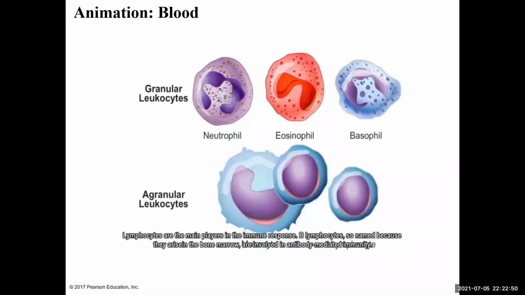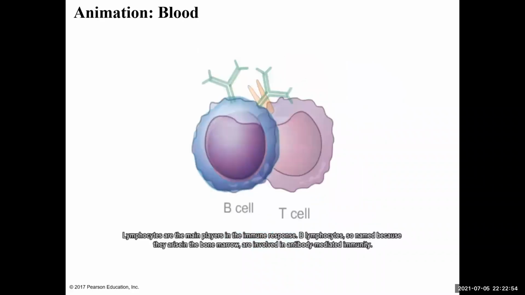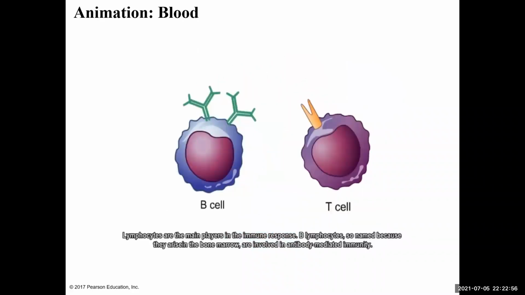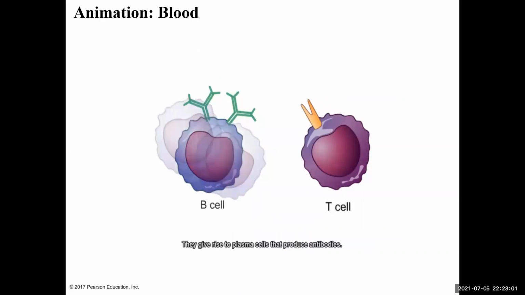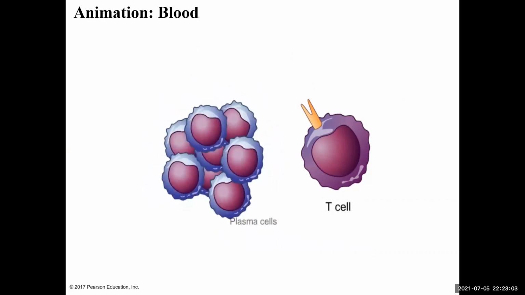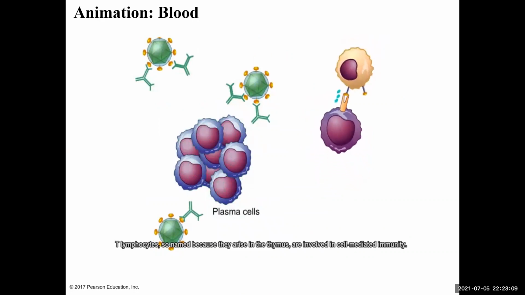Lymphocytes are the main players in the immune response. B lymphocytes, so named because they arise in the bone marrow, are involved in antibody-mediated immunity. They give rise to plasma cells that produce antibodies. T lymphocytes, so named because they arise in the thymus, are involved in cell-mediated immunity.